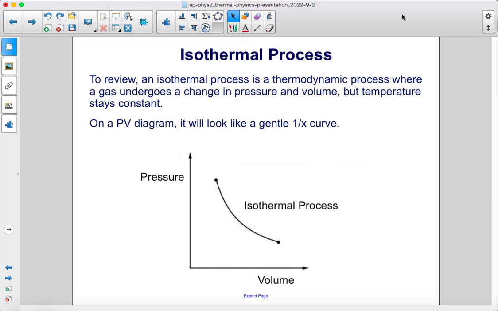To review, an isothermal process is a thermodynamic process where a gas undergoes a change in pressure and volume, but temperature stays constant. Iso means to stay the same, thermal. So isothermal means the temperature stays constant. On a PV diagram, it will look like a gentle 1/x curve, like this.